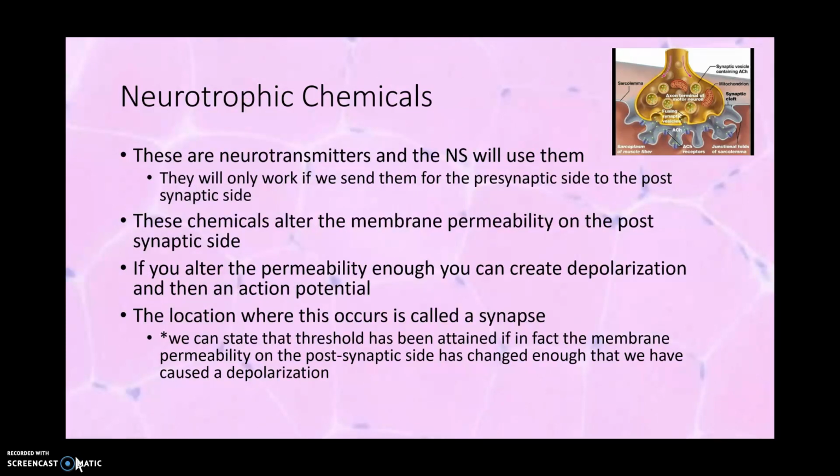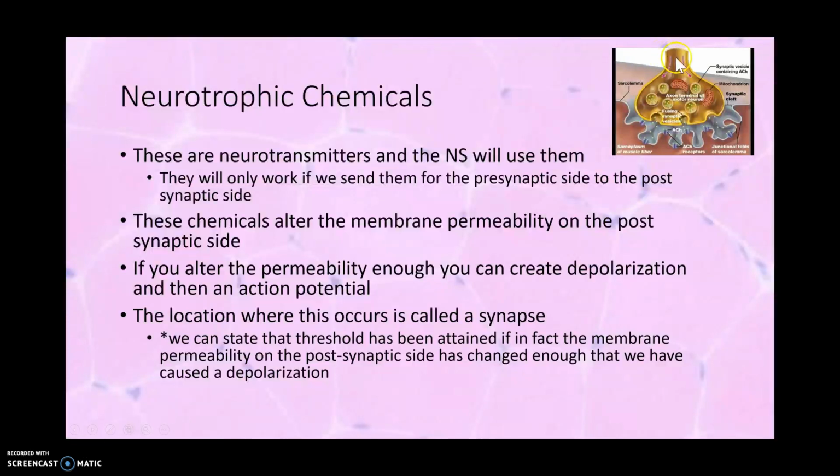Okay, so we're going to talk about neurotrophic chemicals. These are the neurotransmitters, and the nervous system is going to be using them. They'll only work if we send them from the presynaptic side to the postsynaptic side. These chemicals alter the membrane permeability on the postsynaptic side. If you alter the permeability enough, you can create depolarization and then an action potential within that cell. So that's ultimately what we're trying to do.